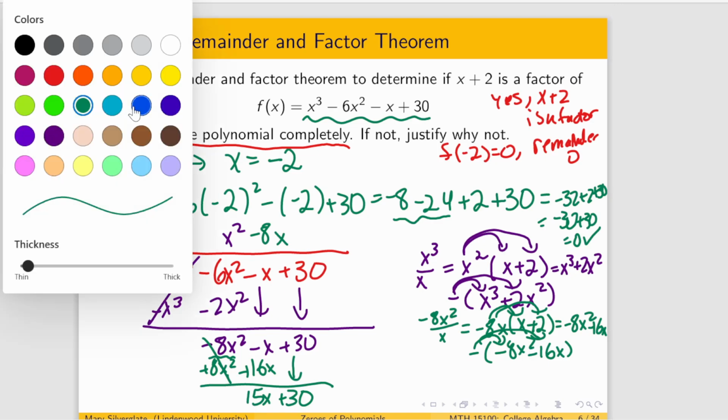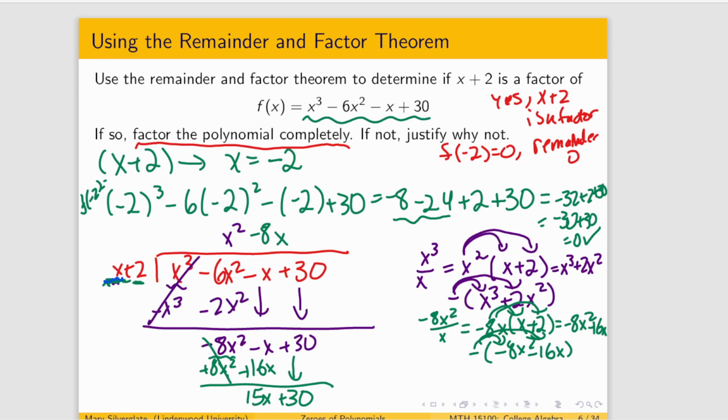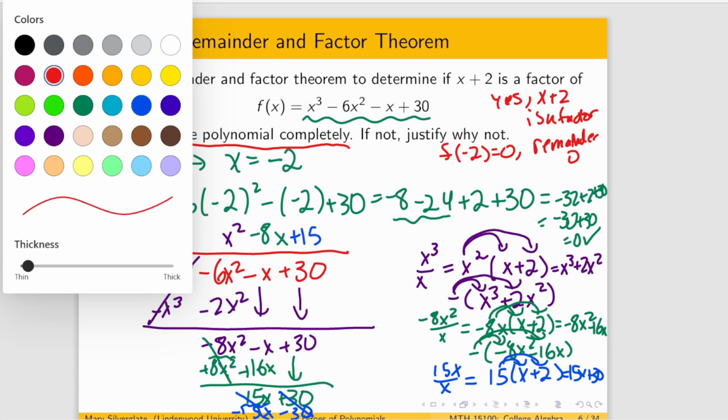And then as a final result, you're going to ask yourself, x goes into 15x how many times? So 15x divided by x just leaves us with 15. You're multiplying 15 times x plus 2. 15 times x gets us 15x. 15 times 2 gets us plus 30. We subtract the 15x and subtract the 30. 15x minus 15x makes 0. 30 plus negative 30 also makes 0. So our result is x squared minus 8x plus 15. I'm going to continue this a little bit on the next page.